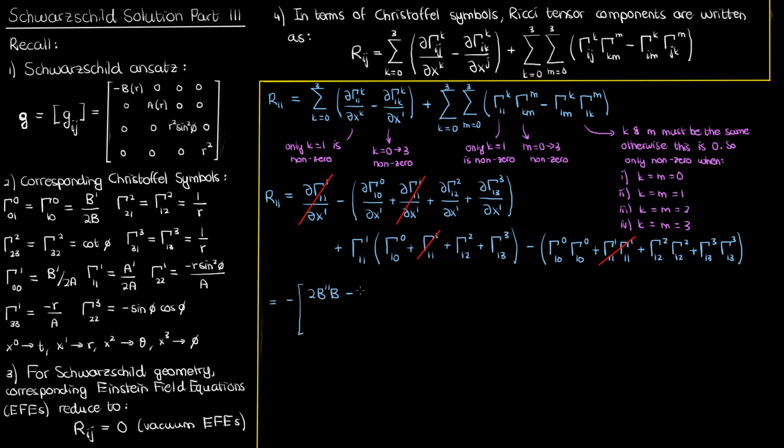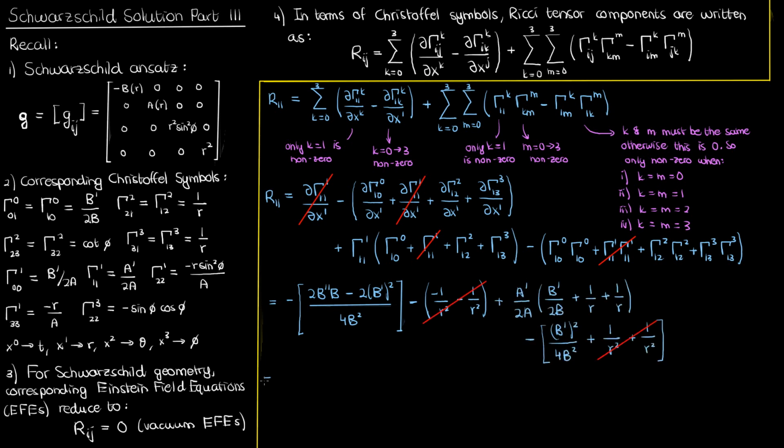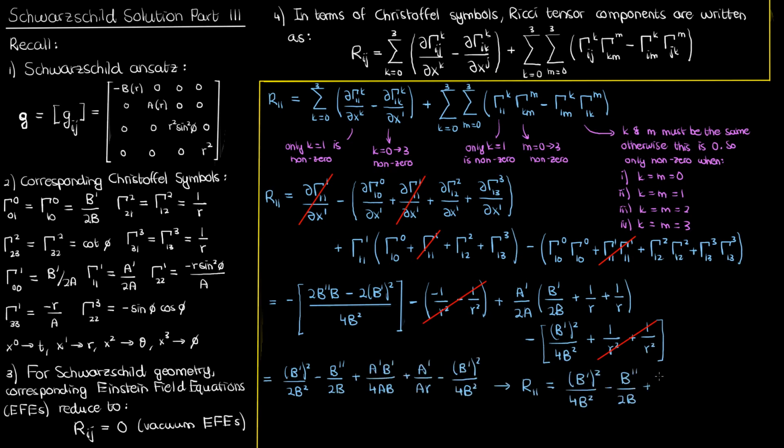Next, we'll evaluate the derivatives of these Christoffel symbol components with respect to x super 1, or with respect to r. We'll again use the quotient rule for the 0, 1, 0 Christoffel symbol and simple differentiation for the 2, 1, 2 and 3, 1, 3 symbols. We'll then plug in the rest of the symbols to get this expression. And finally, we'll simplify to end up with the following for the R11 component of the Ricci tensor.